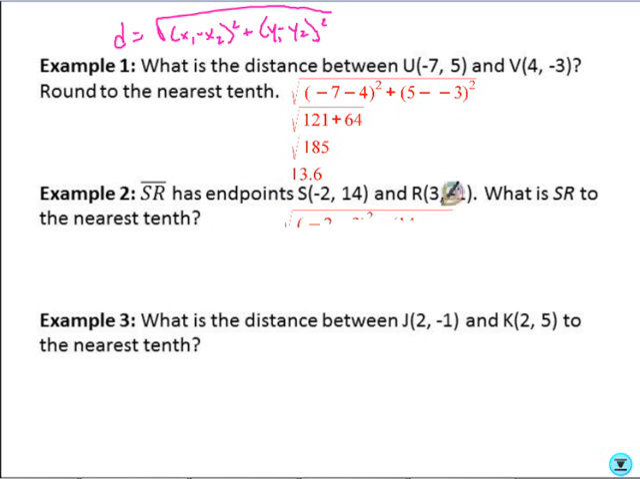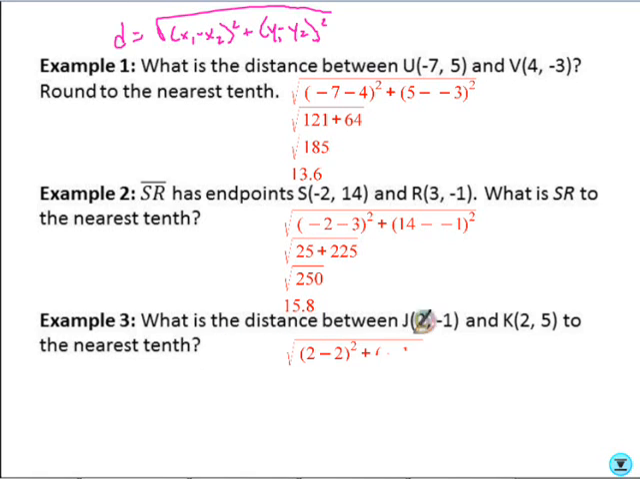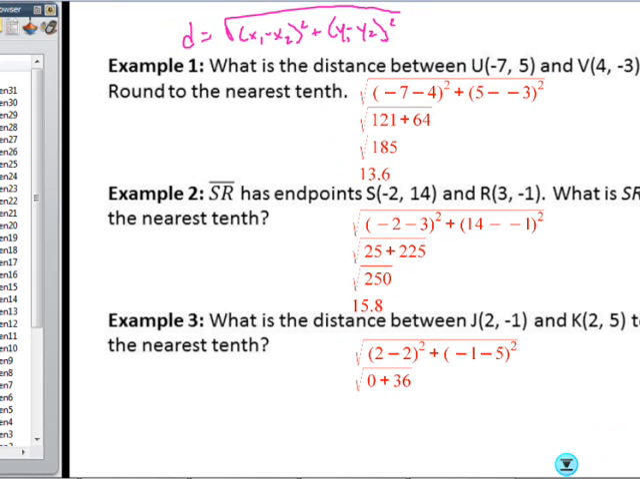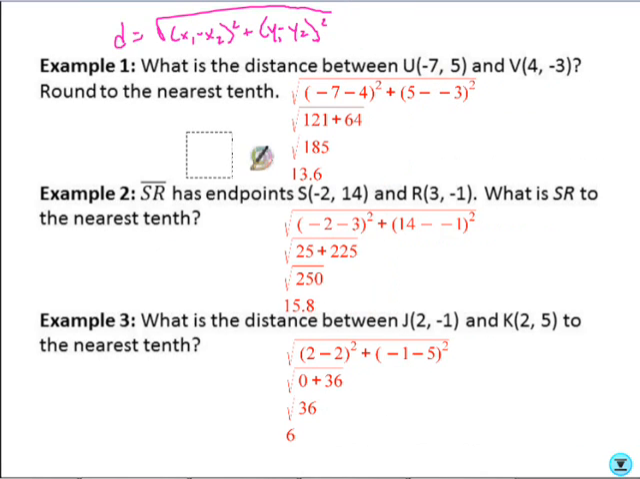Alright, see how you did on the second one. We have -2 minus 3, 14 minus -1, we get 25, 225, square root of 250 is 15.8. And the last one, the same x value gives us 2 minus 2, which is 0. And then we just have 6. We have 36. Let's fix that real quick. Okay, that's fixed. So we have 0 plus 36, and then obviously that is the square root of 36, which is then 6. Sorry about that. All right, there we go. So there's those 3. If you got stuck on those, or you have questions about those, just let me know, and we'll figure those out together.